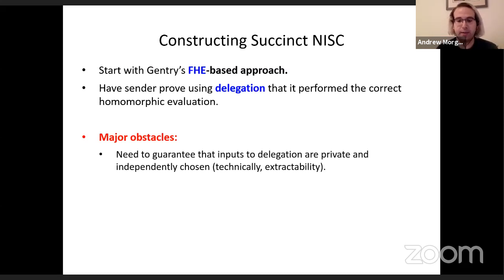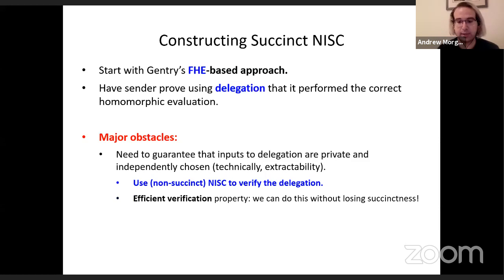However, delegation requires the inputs of the computation to be public to both parties, which is problematic since for malicious security, we need both parties' inputs to be both private and generated independently from one another, or in a technical sense, extractable. So we'll instead perform the verification in the functionality of our non-succinct NISC and have parties provide their inputs to the inner protocol rather than revealing them to one another. Also, since delegation does have efficient verification, we can do this without violating the succinctness property of our complete protocol.